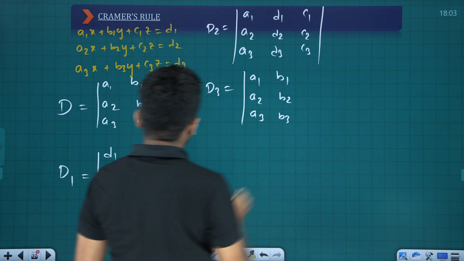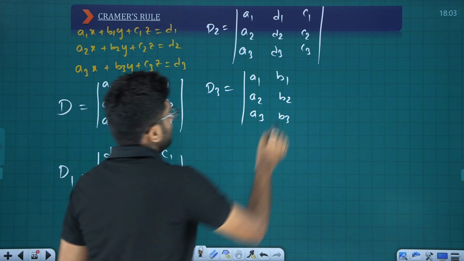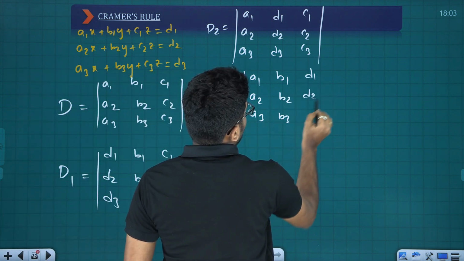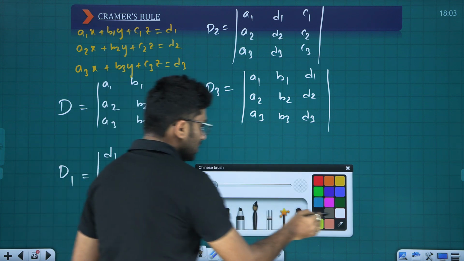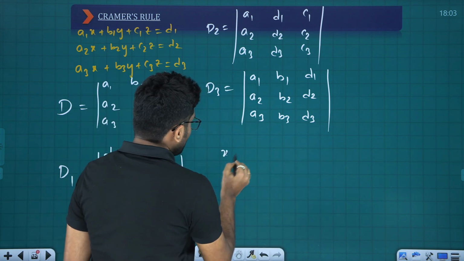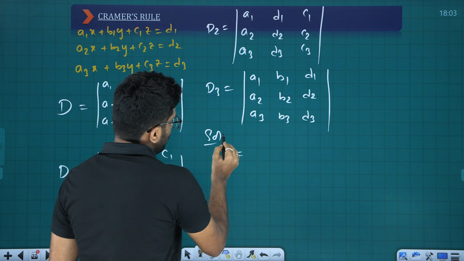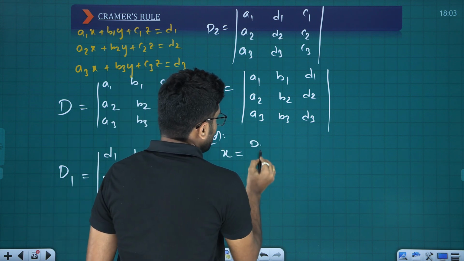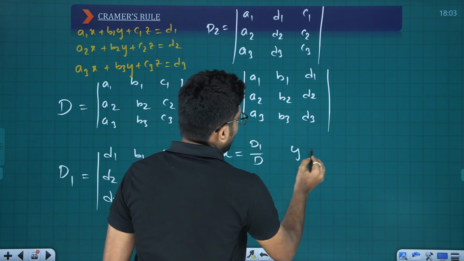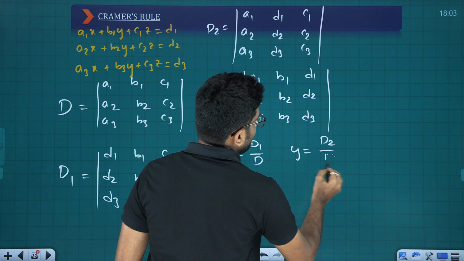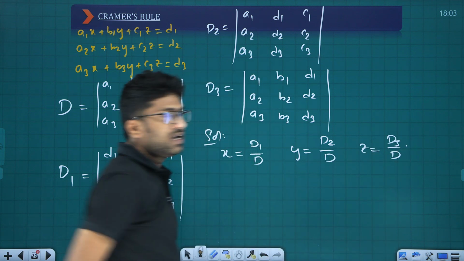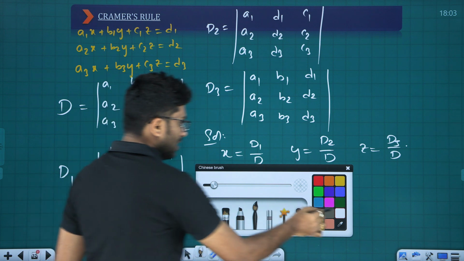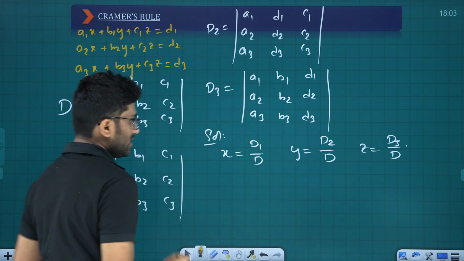In place of C1, C2, C3 we replace D1, D2, D3. Now, once we get it, the solution is x is equal to D1 by D, y is equal to D2 by D, z is equal to D3 by D. Okay. Now in this case, again we are having two cases, friends.